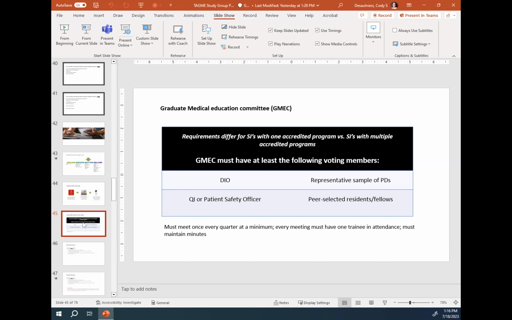GMEC requirements differ for sponsoring institutions with one accredited program versus sponsoring institutions with multiple accredited programs. And they must have the following voting members: a DIO, a QI or patient safety officer, a representative sample of PDs, and peer-selected residents and fellows. And they meet once every quarter at a minimum.